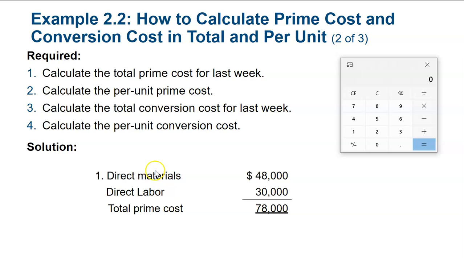Okay, so they've given us the solution here for number one, so we really don't have to do anything. We said that direct materials and direct labor were prime costs, and so if we add those two together, we come up with $78,000, and that is our answer for number one. So if we were to try to calculate our per unit prime cost, we would simply take $78,000 divided by the 30,000 pairs of output, and we're going to come up with a per unit prime cost of $2.60.